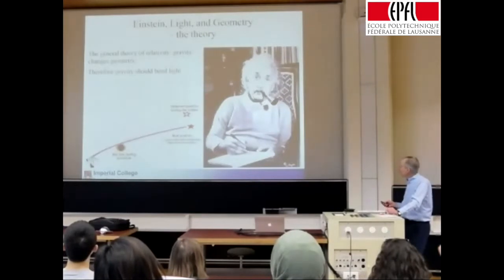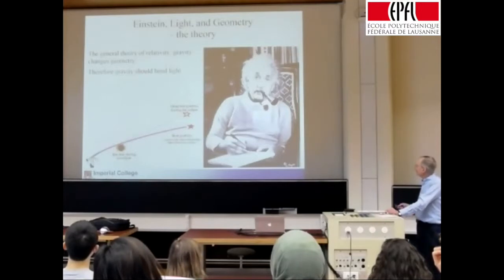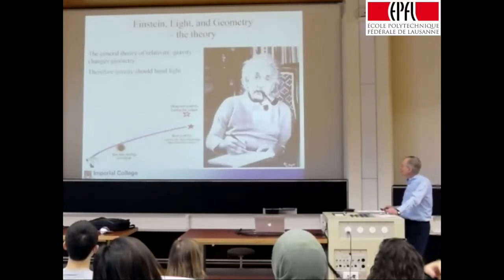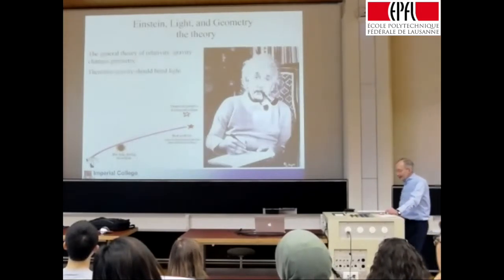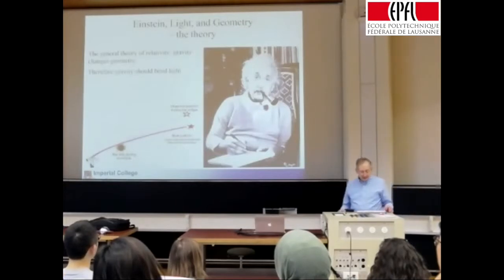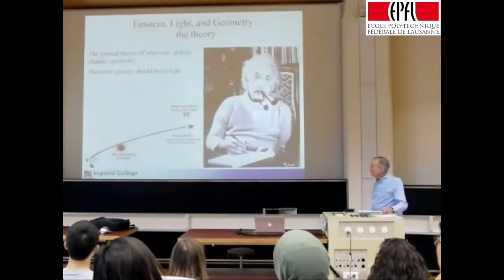And that means that starlight traveling near the sun is deflected. So the star appears to be in a different place in the sky from where you'd expect it to be if the light traveled in a straight line. And that was an experiment which Arthur Eddington did in 1919 and was published in the Times newspaper.